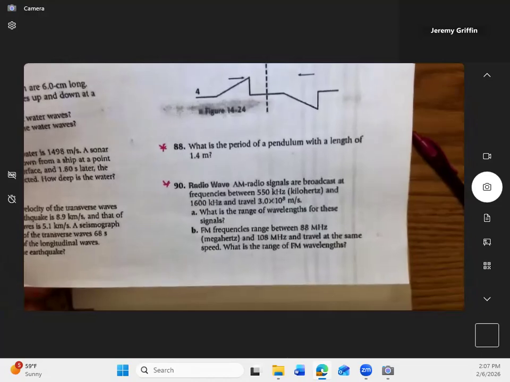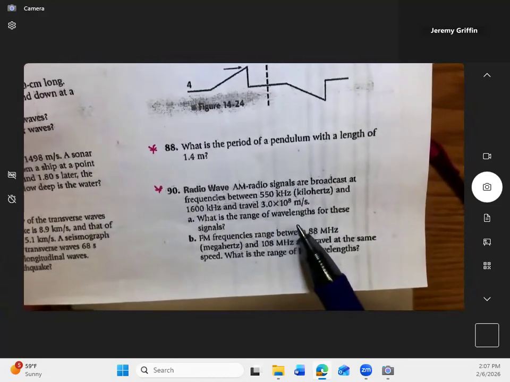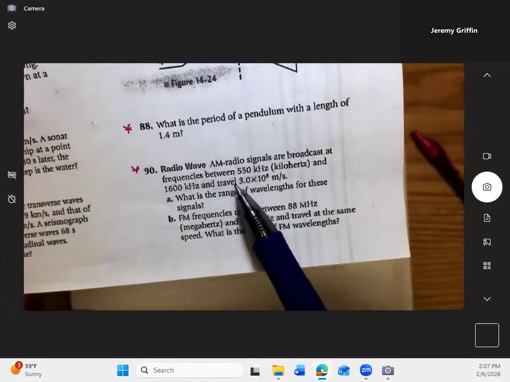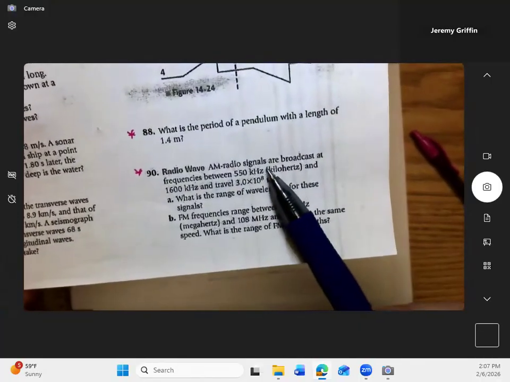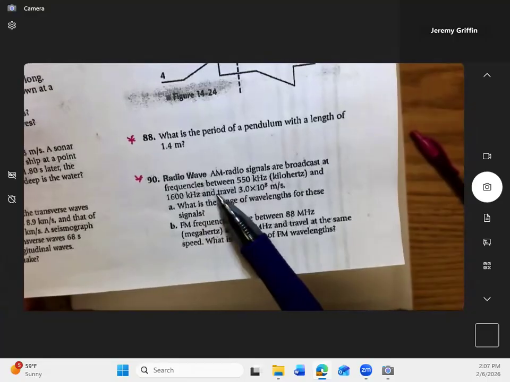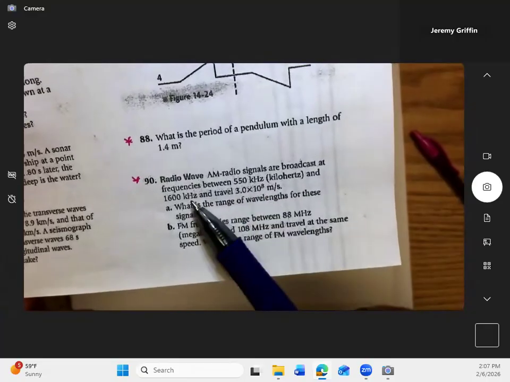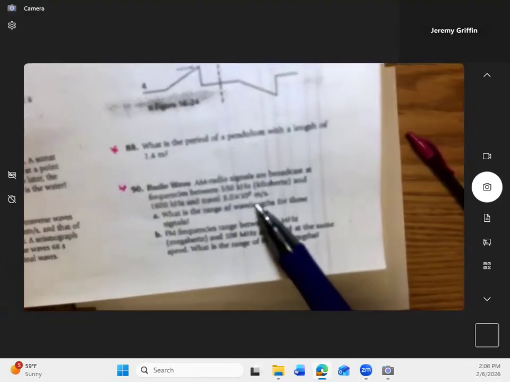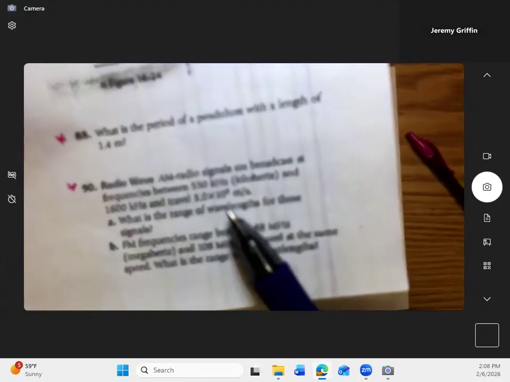All right, number 90. Radio wave. AM radio signals broadcast at frequencies between 550 kilohertz and 1600 kilohertz and travel at 3 times 10 to the 8 meters per second. Okay, pause right there.